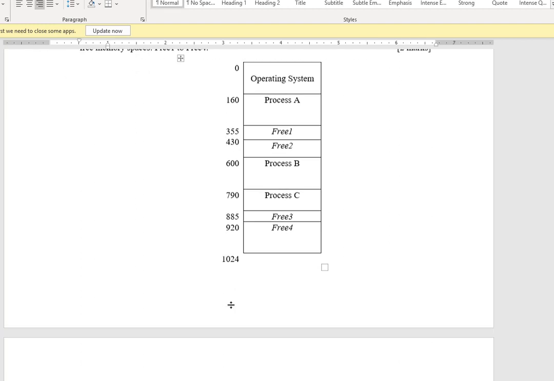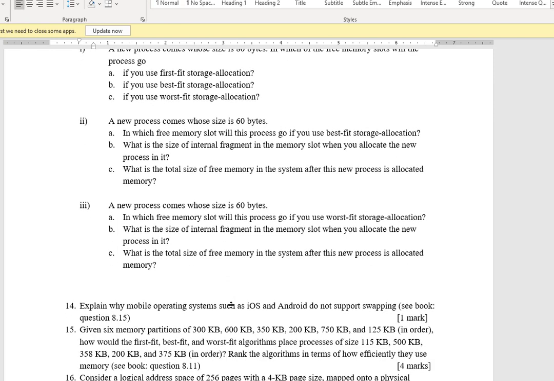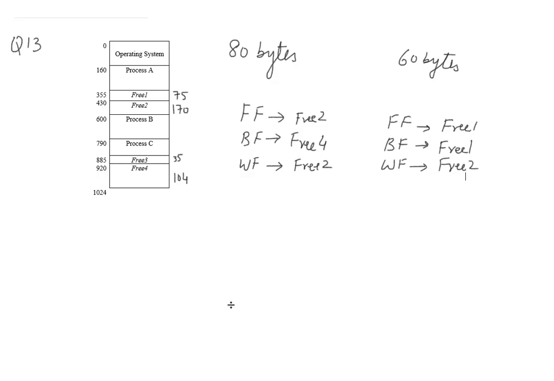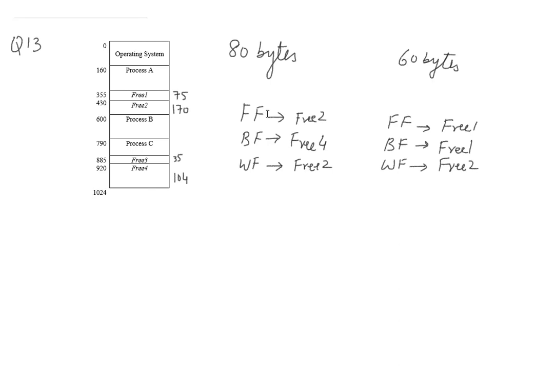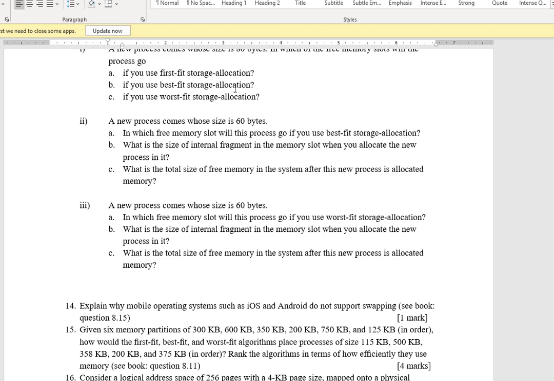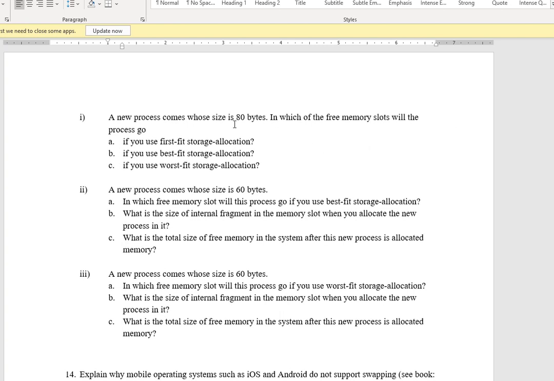Next, I'm going to do one of the parts. If it asks that a new process comes with 80 bytes, okay, so this is the first example. Yeah, 80 bytes, this is part 1.